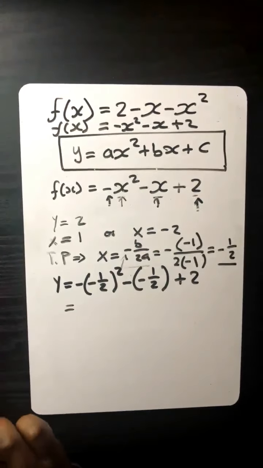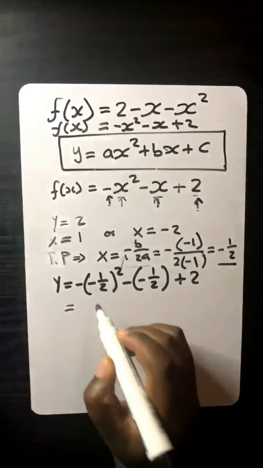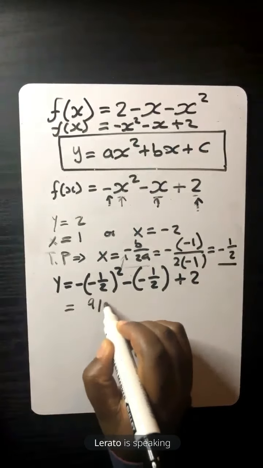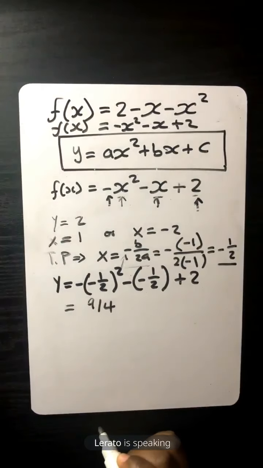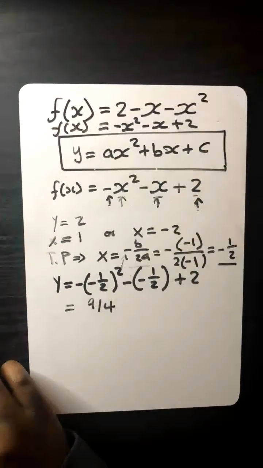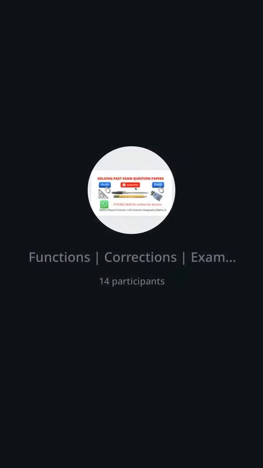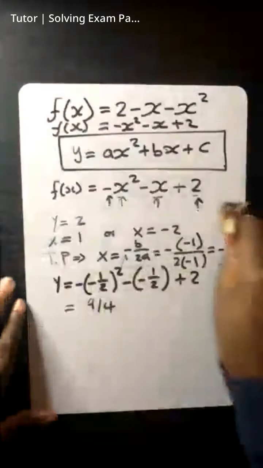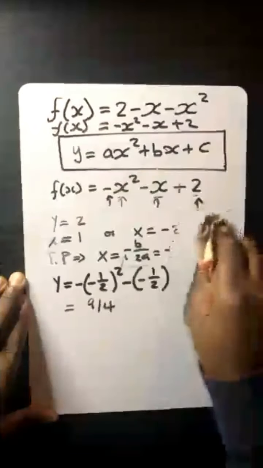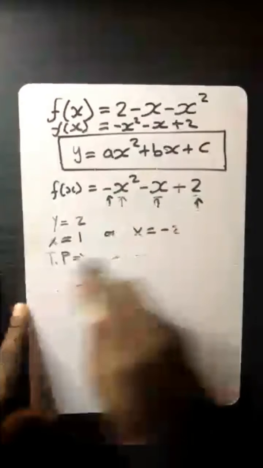Okay, so what is that, guys? What is all of that? I'm getting 9 over 4. Okay, 9 over 4. 100%. So that means the coordinates of the turning point is negative half and 9 over 4.